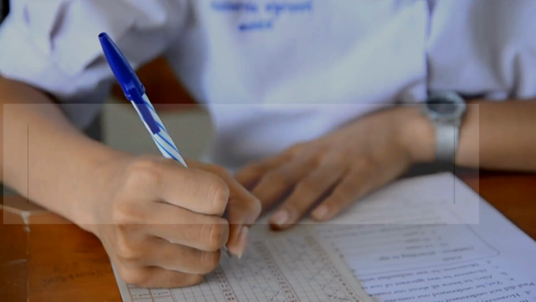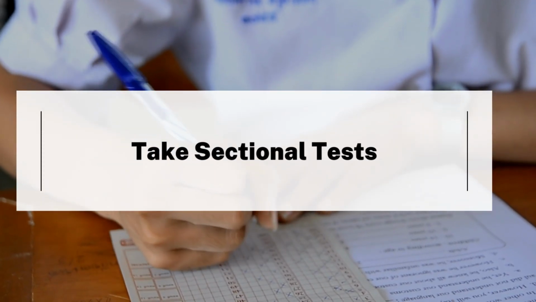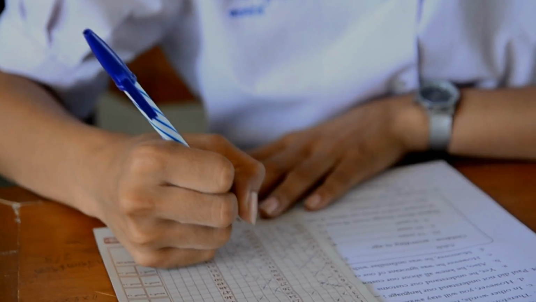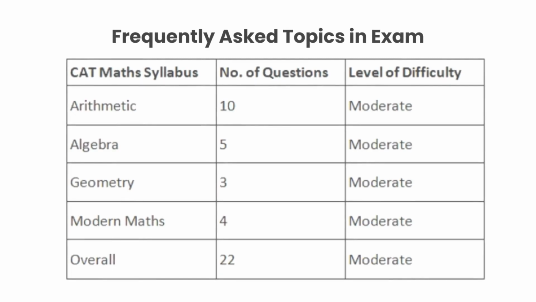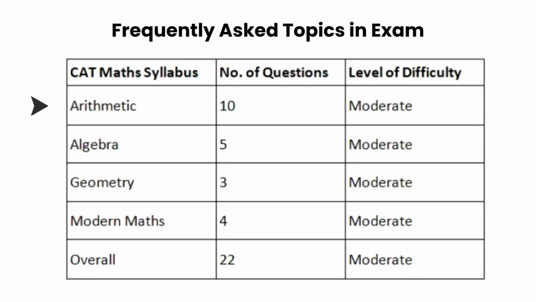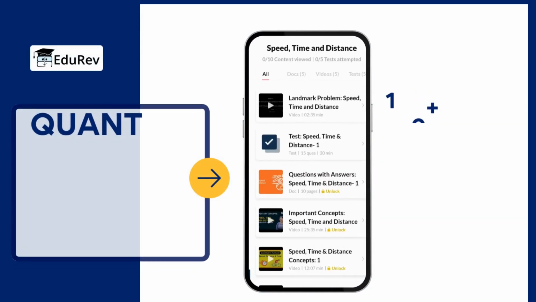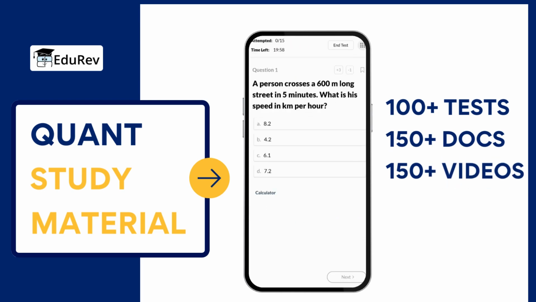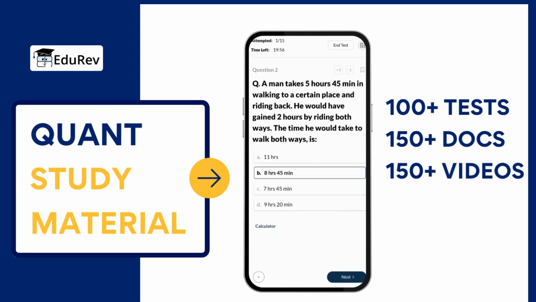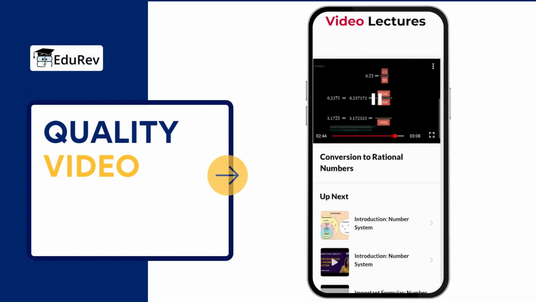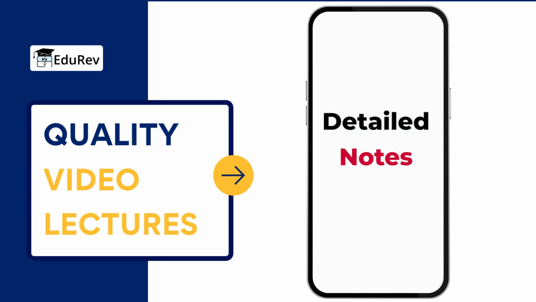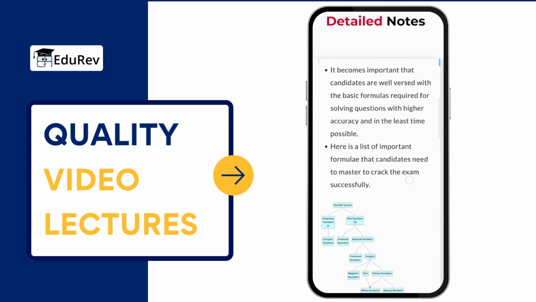In addition to practicing, taking sectional tests will help you gain experience with the types of questions that will be asked on the exam. Some frequently asked topics on the CAT exam include arithmetic, algebra, geometry, and modern maths. By taking over 100 tests in EduRev's course for quantitative aptitude, you'll gain more confidence in your preparation. And the best part is that the course provides excellent video lectures and helpful materials to clear up any concepts that might be tripping you up.